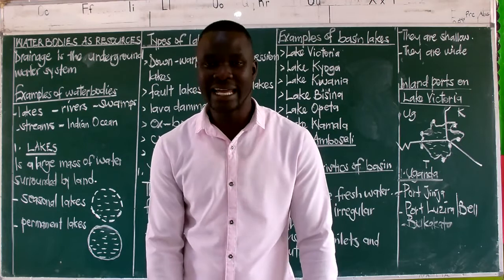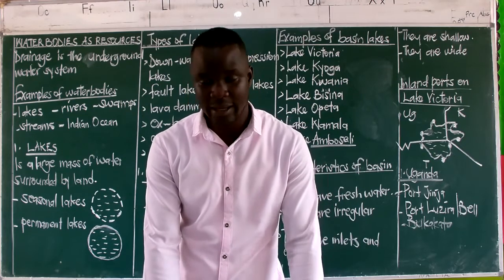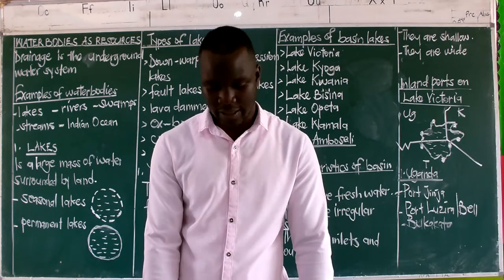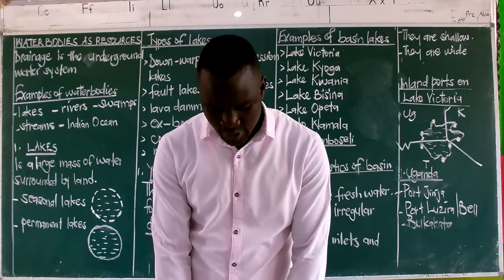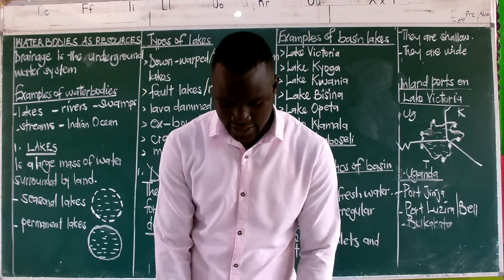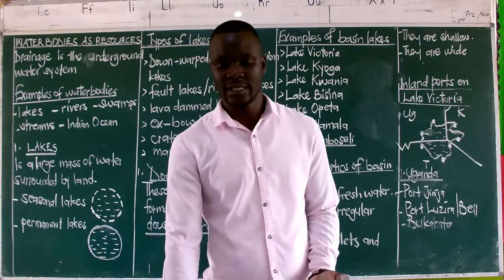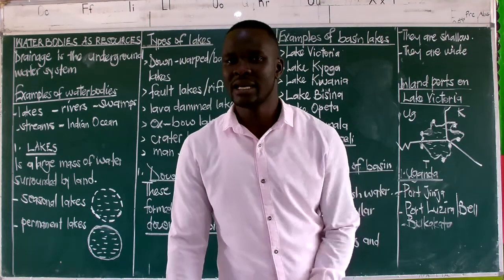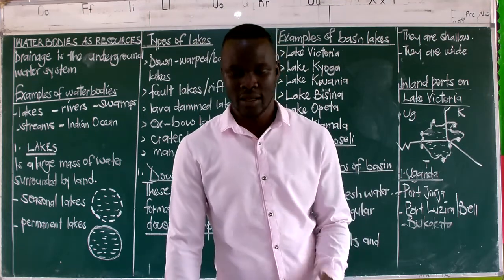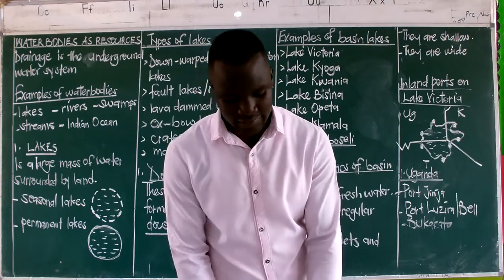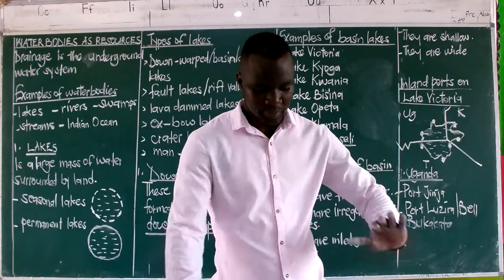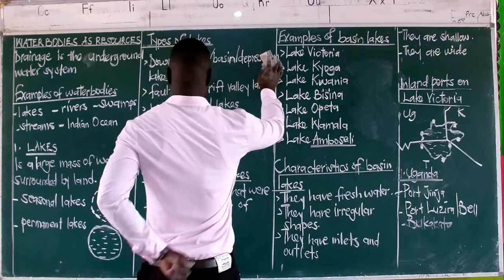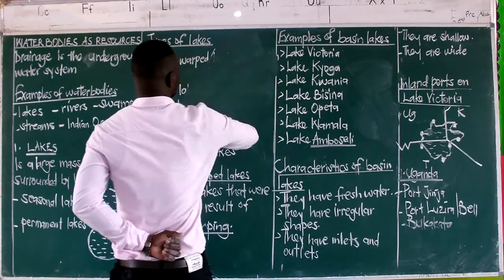We have also inland ports on that lake. We have Kagwara Port, Namasare Port, and then Lwampanga Port. We have Lake Amboseli on our page 69, which tells us that this is found in the southern part of Kenya, and we have said it's the only lake in Kenya which is not on the Rift Valley line. Next, we are going to look at the Rift Valley lakes.